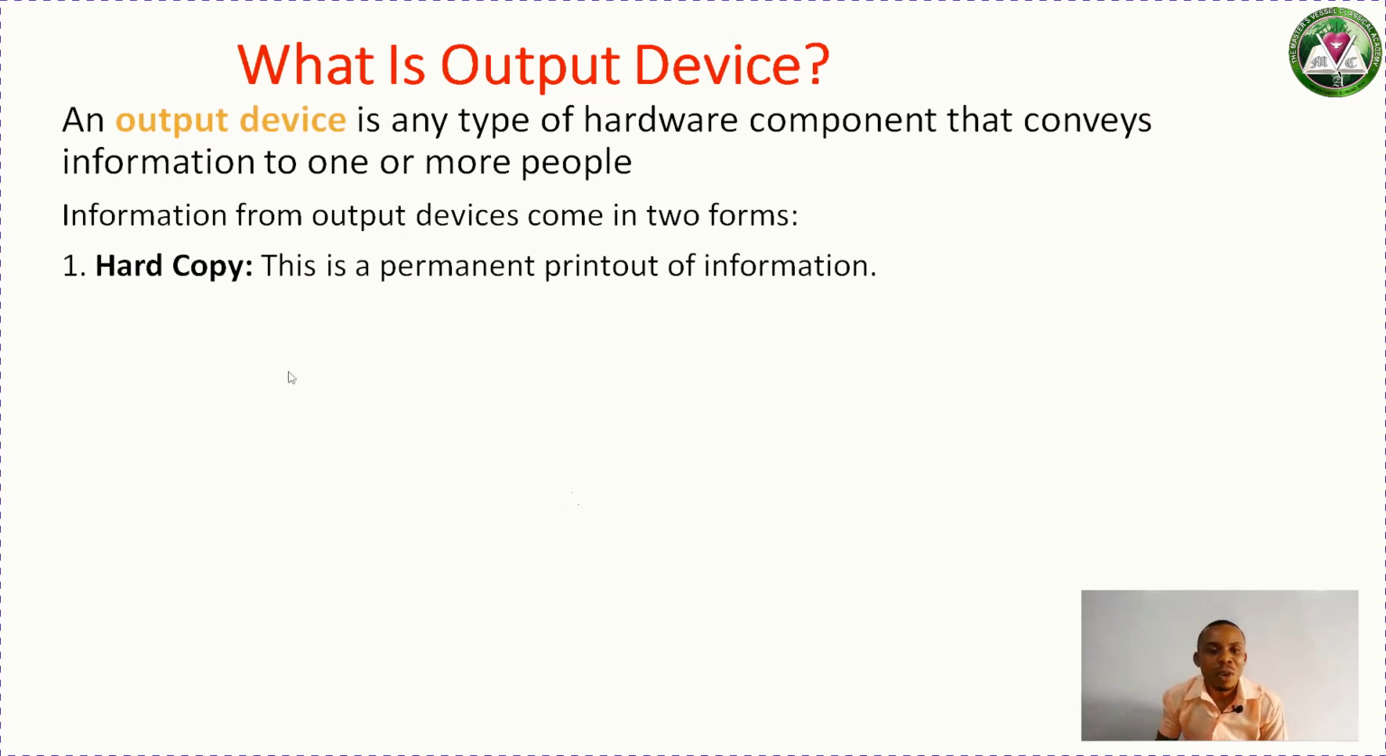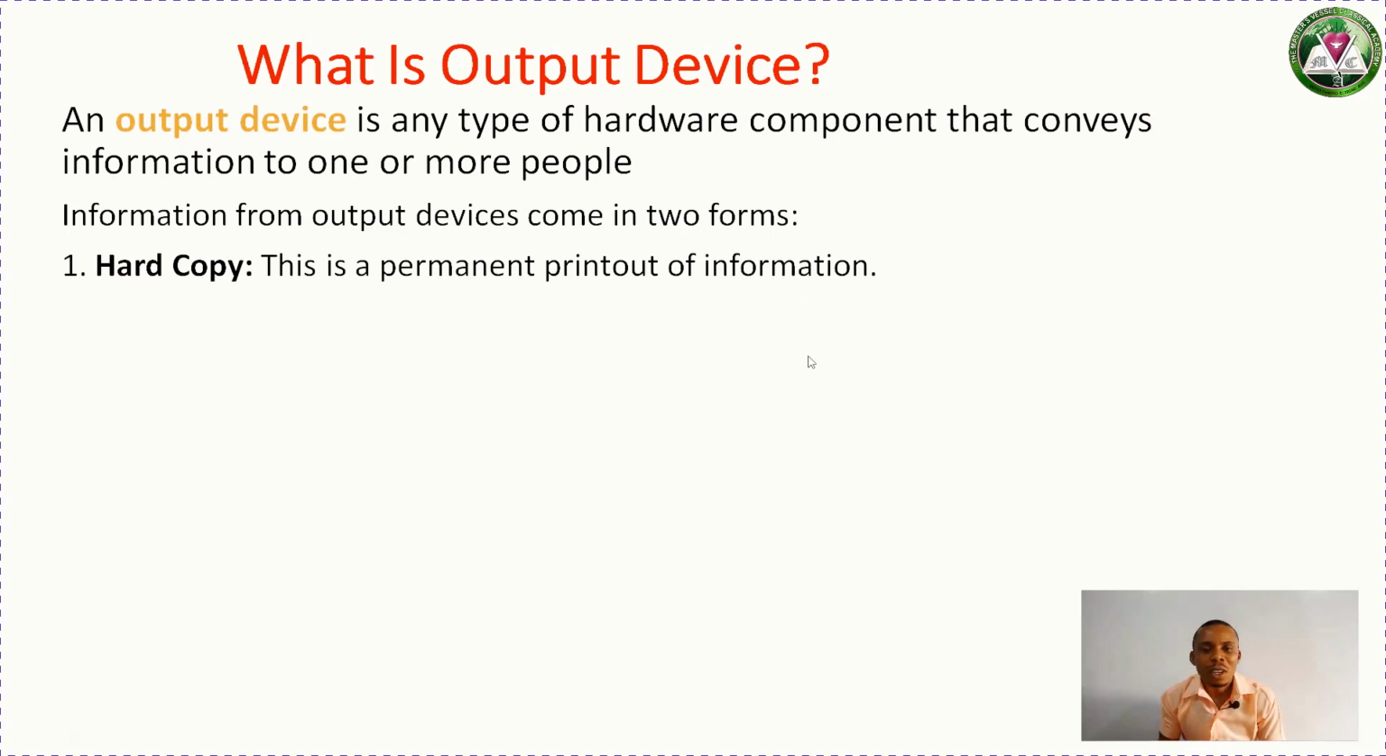We have the one we call the hard copy. Here I say that it is a permanent printout of information. Let's take the example of when you are typing. After typing in Microsoft Word, you use your printer to print it out. That paper you print out and are holding is what we call the hard copy.